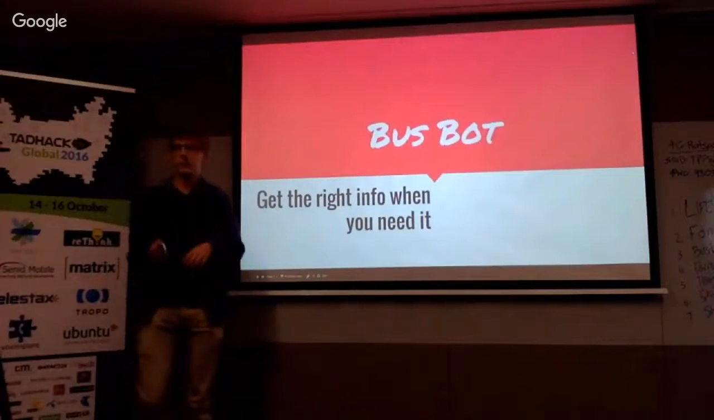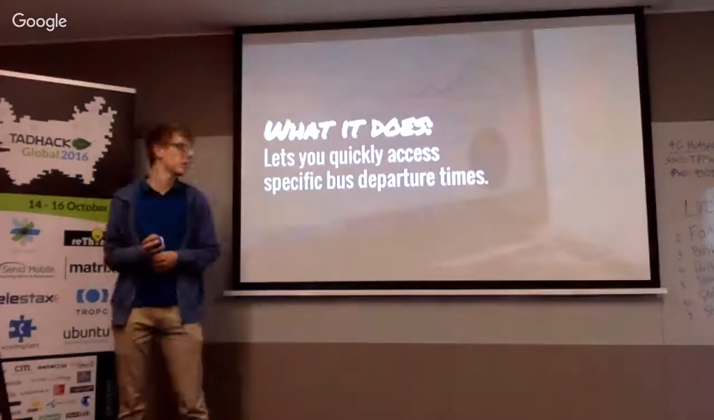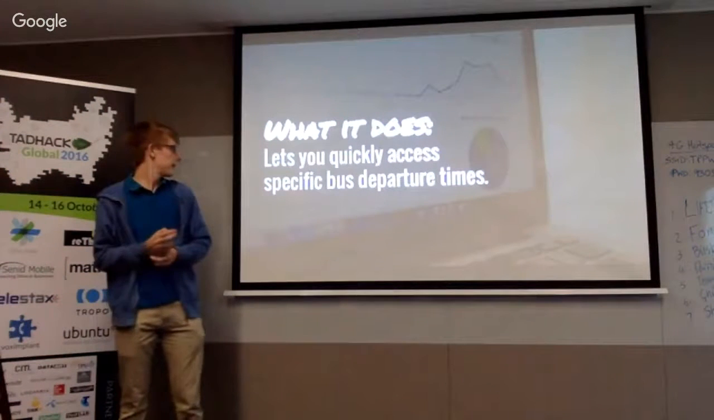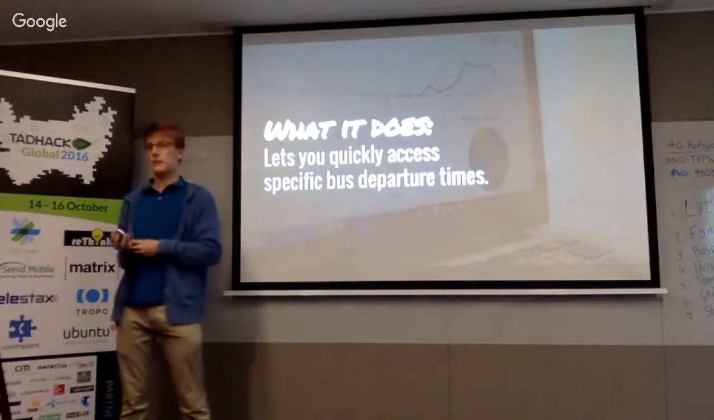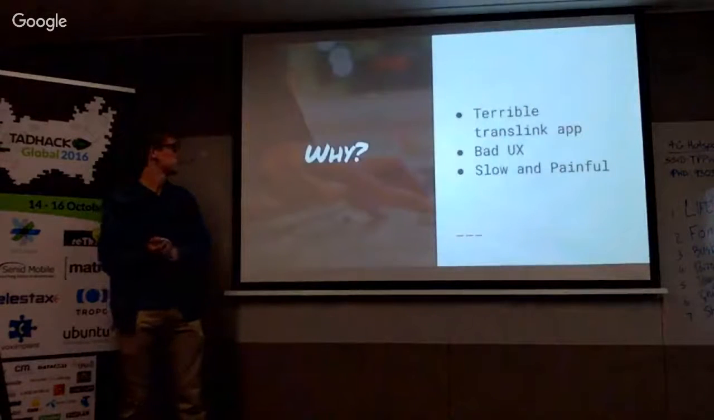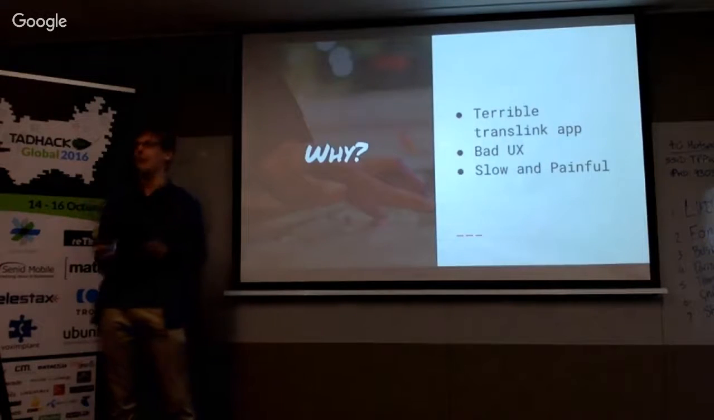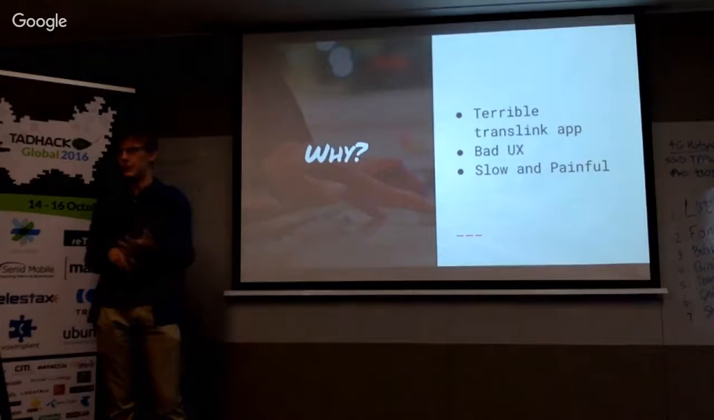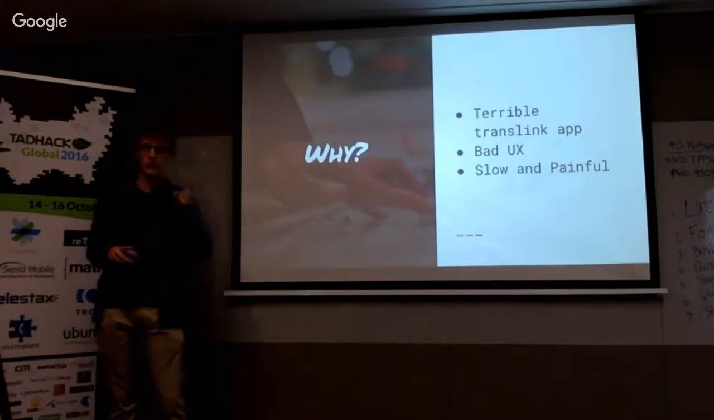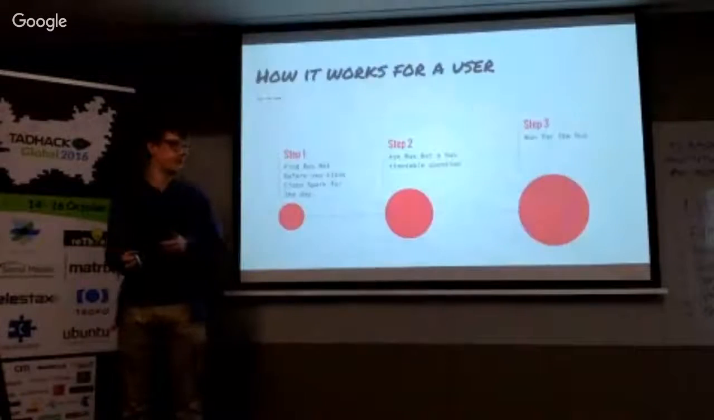All right, today I'm going to be presenting BusSpot. Basically, it allows you to get the right info when you need it. It lets you quickly access specific bus departure times on your most favourite and most used bus routes. So why? If anyone's around from Brisbane, they know that the TransLink app sucks. It's terrible, it's slow, and it takes ages to find the time. Generally, when you want to open it, you want to find one specific time really quick, and you want to know how fast you have to run. Terrible UX, and it's slow and painful to use.